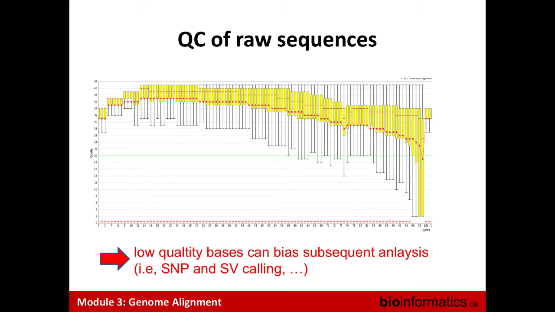So why we look at that is because we want to ensure that the quality of our sequence is good. Because if you have low quality, it will have an impact on what you will do later. So it will have an impact on your variant calling.